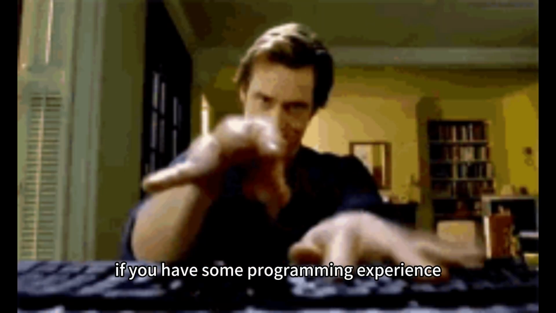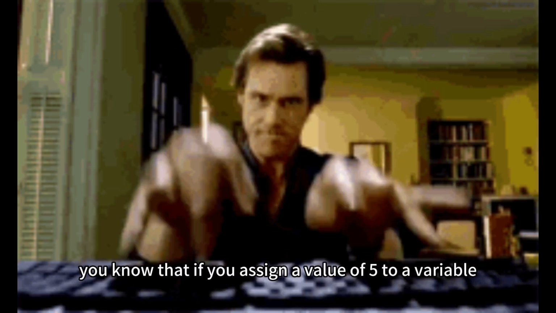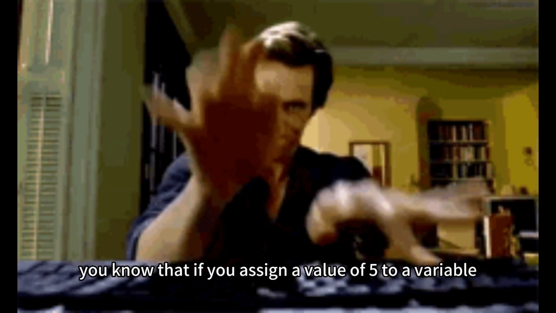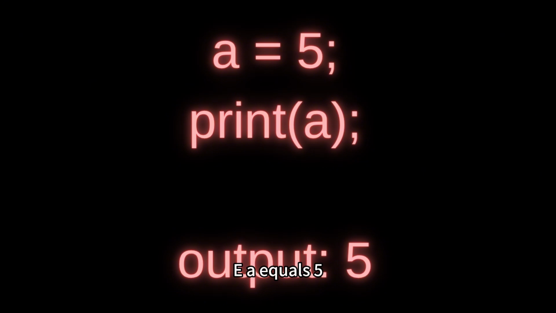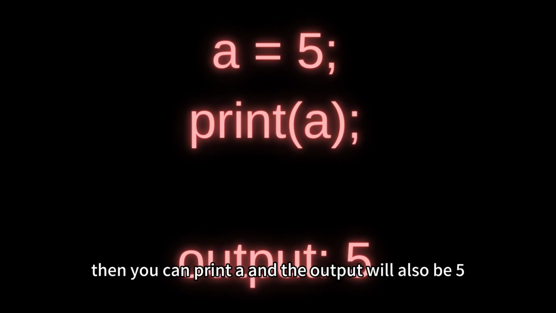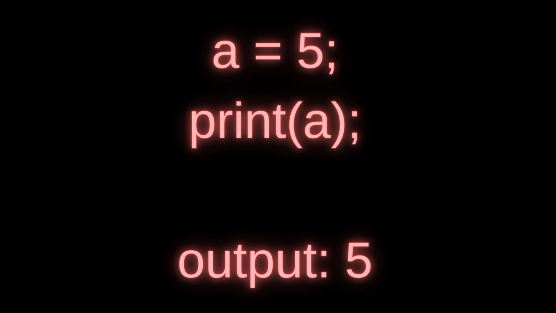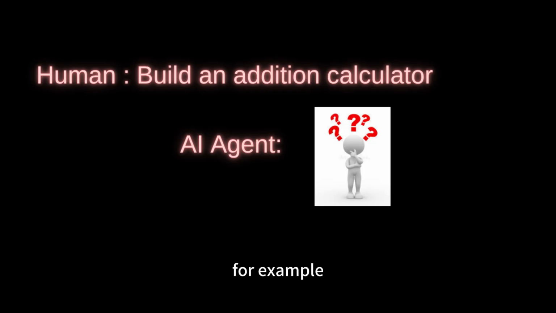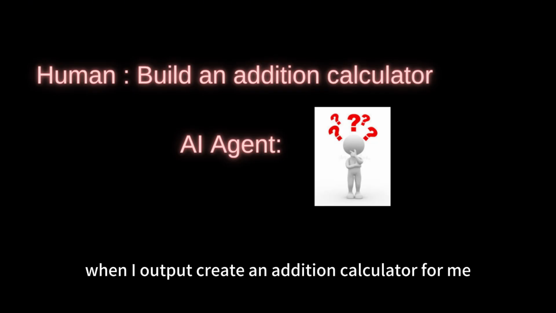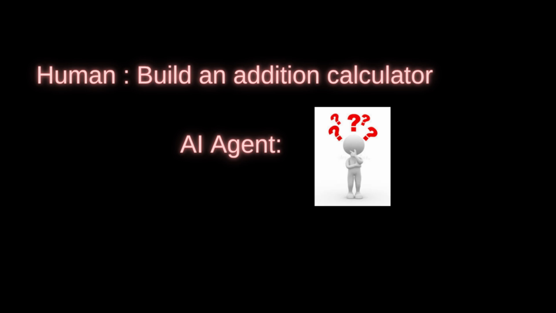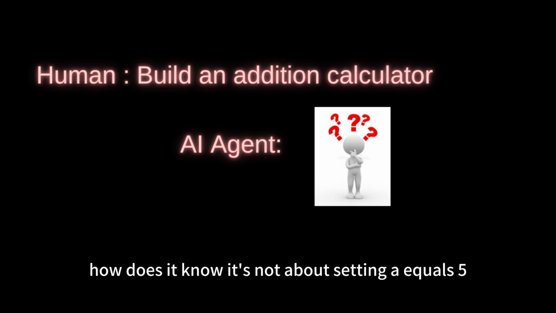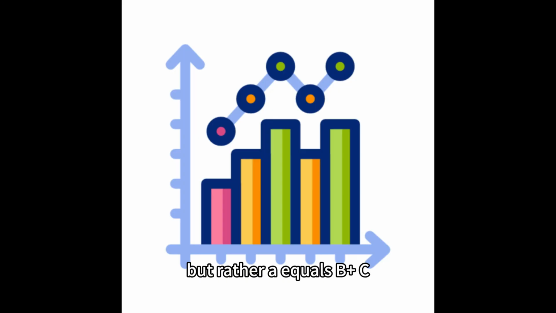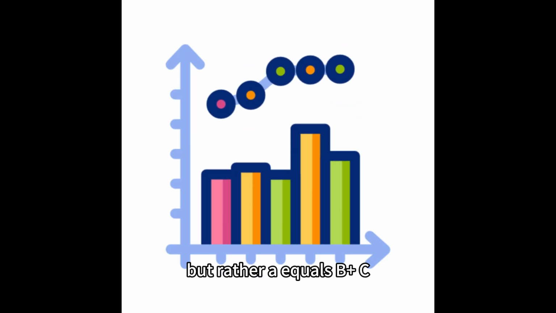If you have some programming experience, you know that if you assign a value of 5 to a variable a, i.e., a equals 5, then you can print a, and the output will also be 5. Everything is simple and logical. But how does a piece of text turn into multiple lines of code? For example, when I output "create an addition calculator for me," how does it know it's not about setting a equals 5, but rather a equals b plus c?